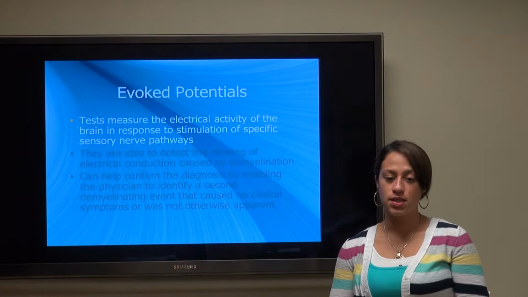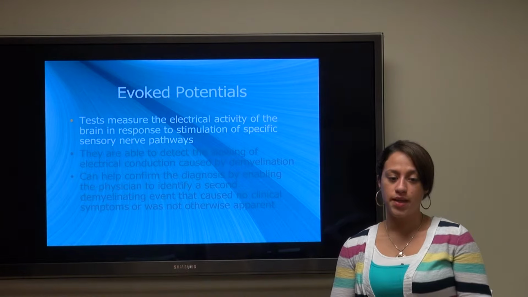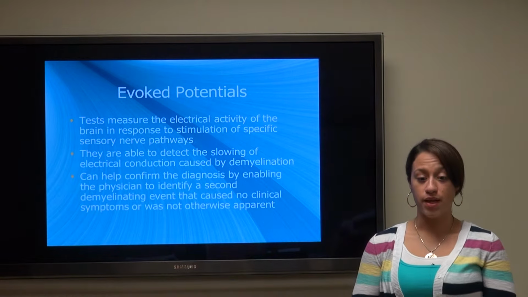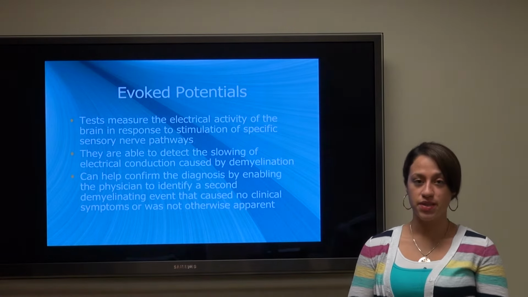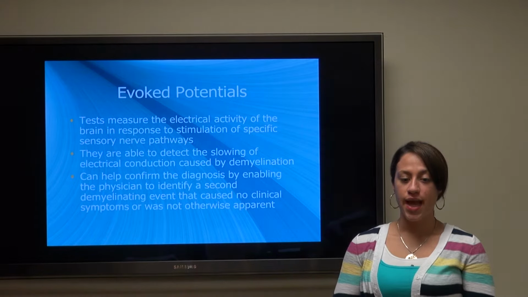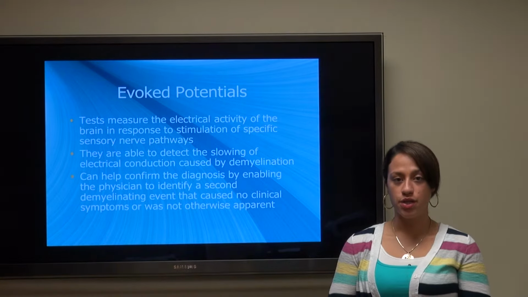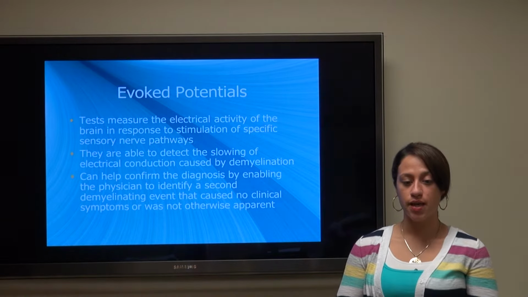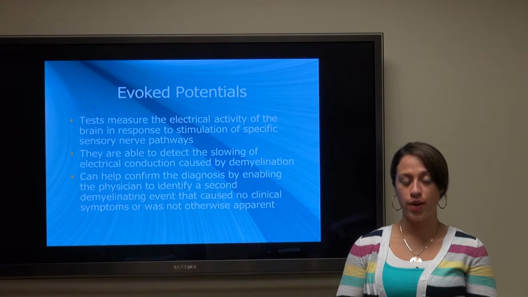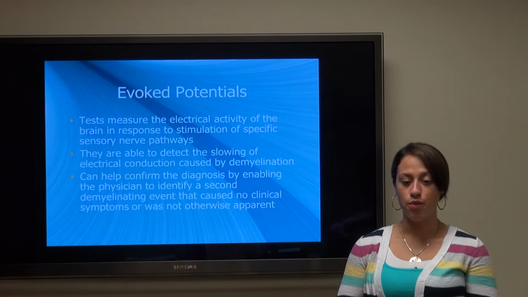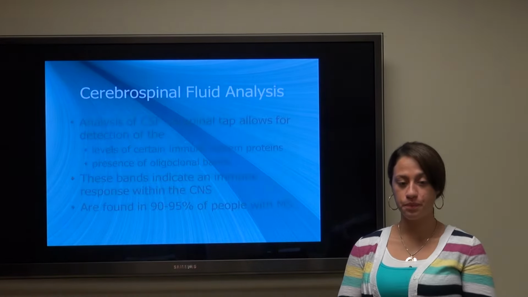So the second test is evoked potentials. It basically is a test that measures the electrical activity of the brain in response to stimulation of specific sensory nerve pathways. These tests are able to detect the slowing of electrical conduction that is caused by demyelination. It can help to confirm the diagnosis by allowing the physician to identify a second event that didn't cause any clinical symptoms or was otherwise not apparent.